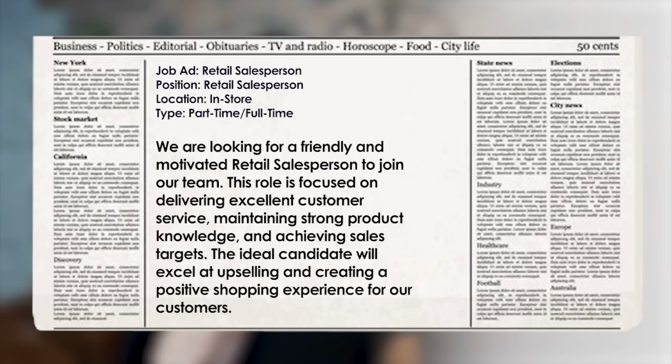And now let's have a look at the job ad. We are looking for a friendly and motivated retail salesperson to join our team. This role is focused on delivering excellent customer service, maintaining strong product knowledge, and achieving sales targets. The ideal candidate will excel at upselling and creating a positive shopping experience for our customers.